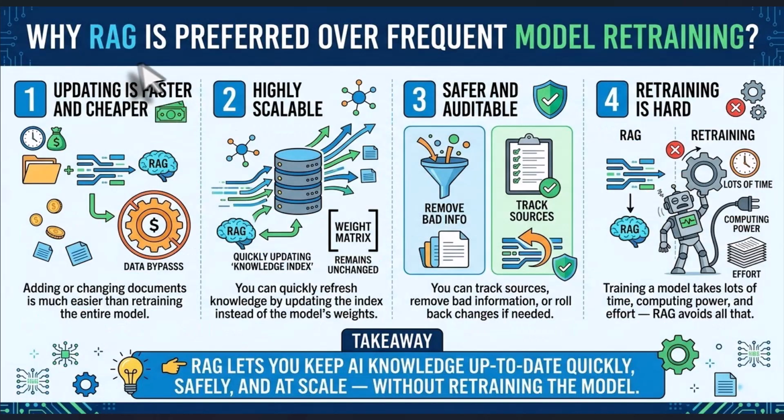Now let's see why RAG is preferred over frequent model retraining. RAG is preferred over model retraining because updating is faster and cheaper, right? That is, adding or changing documents is much easier than retraining the entire model. And the next one is scalability. That is, you can quickly refresh knowledge by updating the index instead of the model's weights. And another advantage of using RAG over model retraining is it's safer and auditable. That is, you can track sources, remove bad information, or roll back changes if needed.